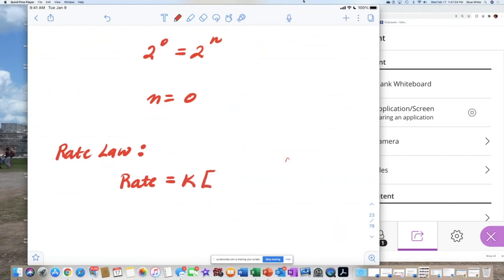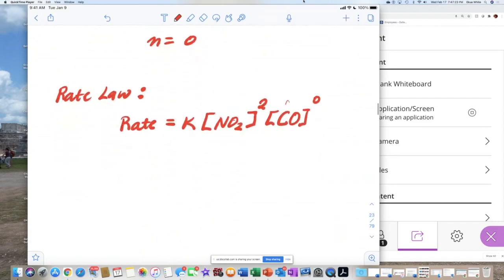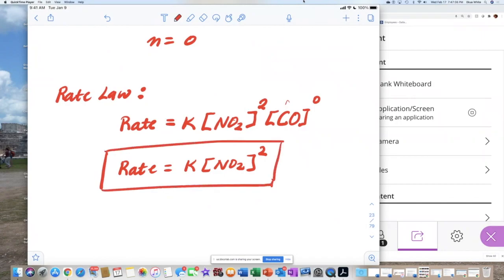Rate equals K, open bracket NO2 close bracket raised to the power 2, and then CO raised to the power 0. Remember we said anything raised to the power 0 is 1. So the rate law is really rate equals K [NO2] squared. This is the answer. This is our rate law.